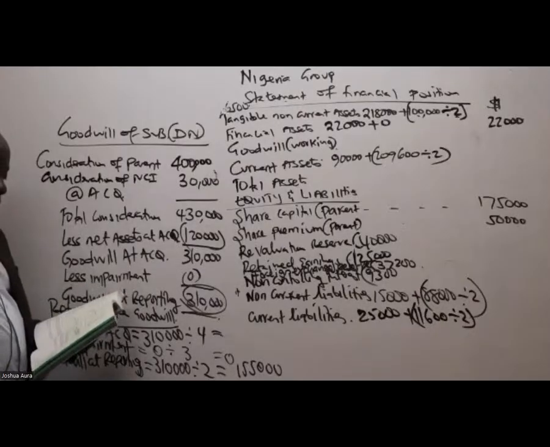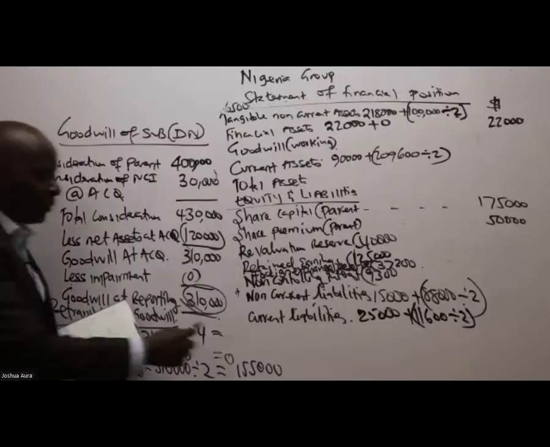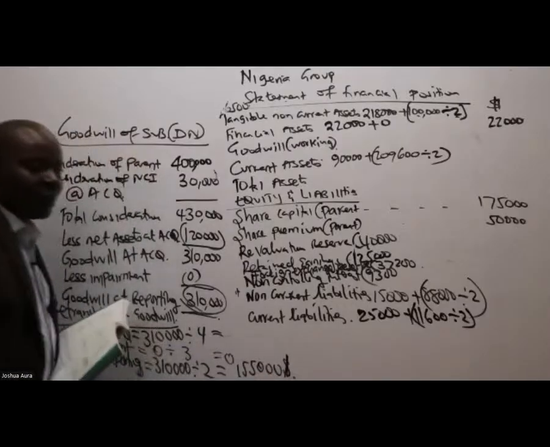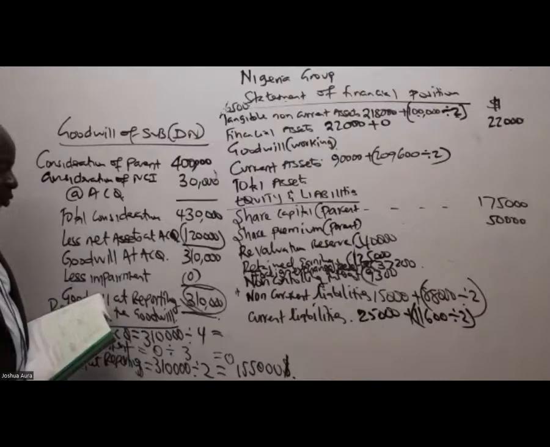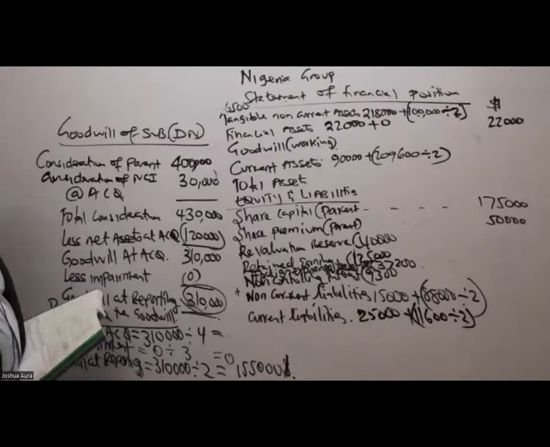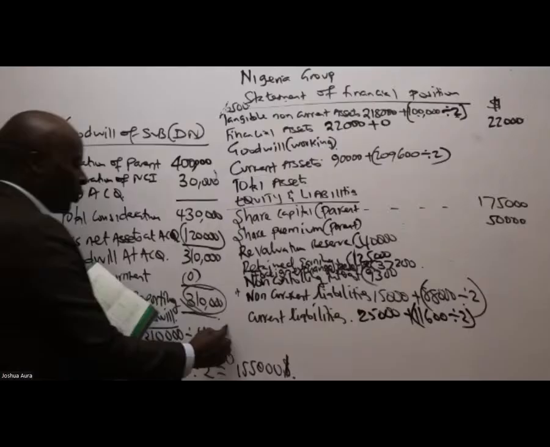310,000 divided by 4. These are dollars, remember now. These are dollars, we are translating them. So 310,000 divided by 4 gives me $77,500.